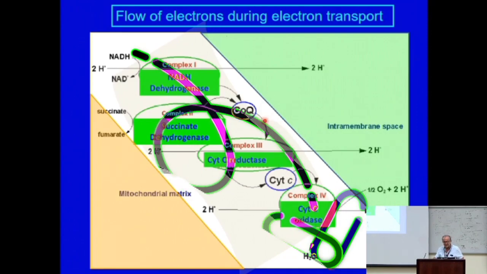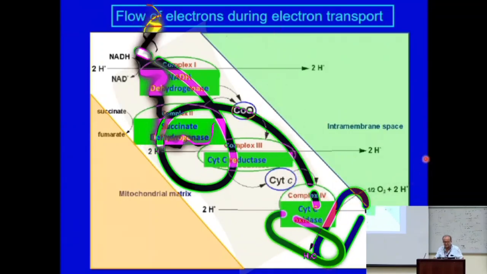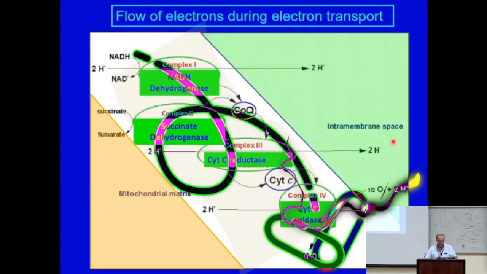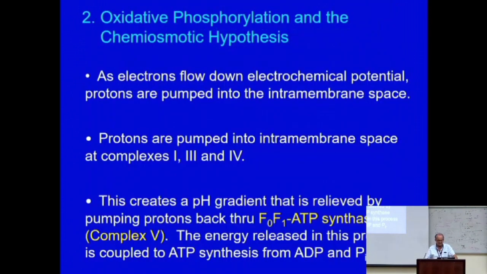And because of the impermeable nature of the inner mitochondrial membrane, these protons are trapped in that space between the inner mitochondrial membrane and the outer membrane, which would be kind of to the top right corner of the slide. So what's going to happen with these protons? These protons are actually going to be the driving force for the second part of electron transport chain, which is oxidative phosphorylation.